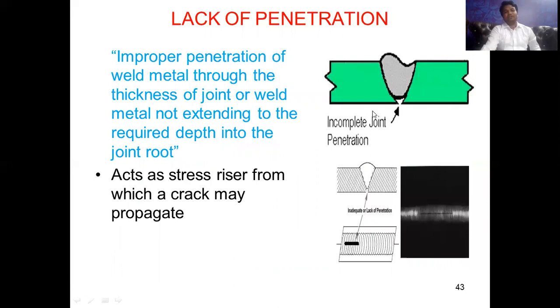Lack of penetration. We can see the depth of weld material in joining the two materials. If there is any gap left, we call it lack of penetration. So we will look into the definition: improper penetration of the weld metal through the thickness of the joint, or weld metal not extending to the required depth to the joint root. If it is not reaching up to the root, we call it incomplete joint penetration. So this acts as a stress riser from which a crack may propagate, and will definitely lead to the failure of the weld joint.